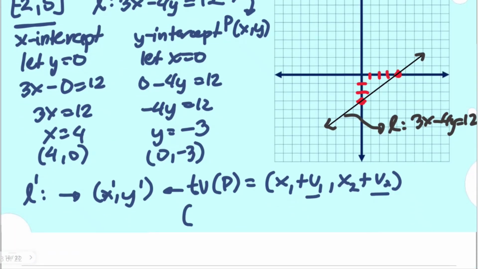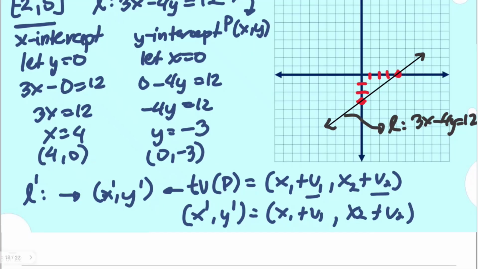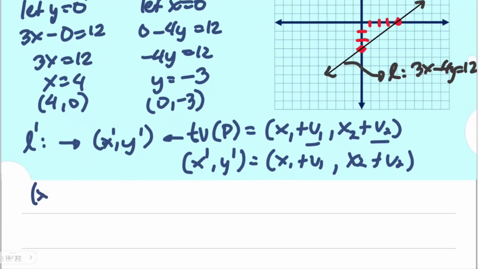This being equal to that, our x prime and y prime is composed of x sub 1 plus v sub 1 and x sub 2 plus v sub 2. In short, the coordinate x prime is just x sub 1 plus v sub 1, and for your y prime is actually x sub 2.